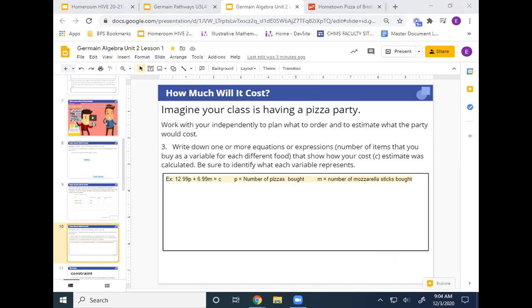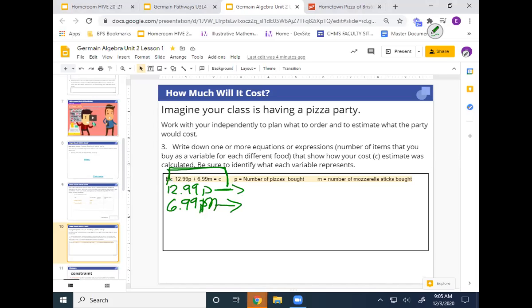I wrote some equations here. If you watch that video, I actually write some expressions as well. An expression could be 12.99p, 6.99m. You're going to be writing an equation for your total cost, and then the expressions for each piece of it. So when you're talking about the pizza, you're going to say $12.99 times P, the number of pizzas that you're buying. $6.99 times M, the number of mozzarella sticks that you're buying.